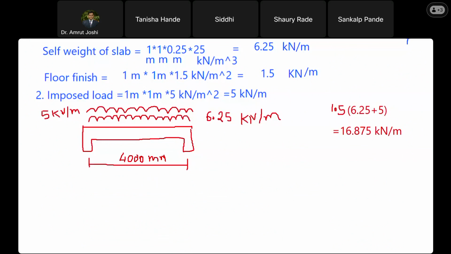So for beam design, what do we do first? We calculate the bending moment. So what is the maximum bending moment? The maximum bending moment is denoted by the notation Mu, the design moment, isn't it? And how much is that? It is going to be WL square by 8 because it is a simply supported slab. So it is 16.875. Just give me a second.